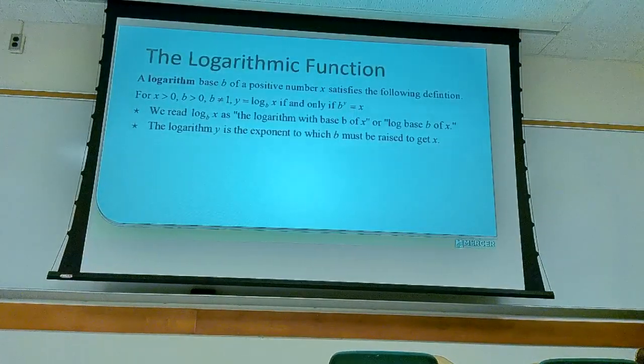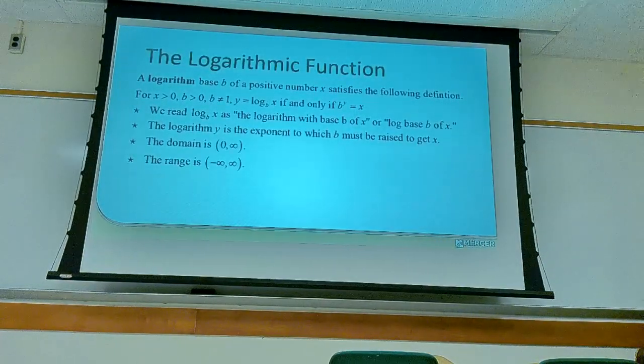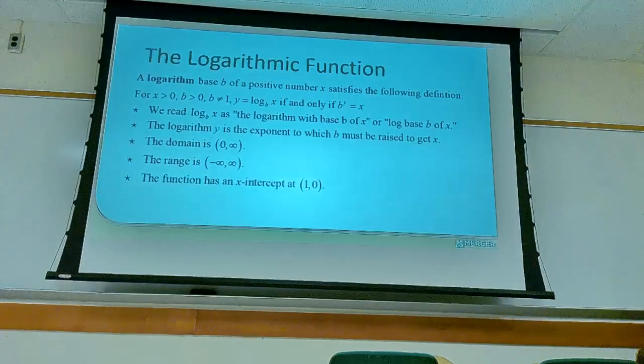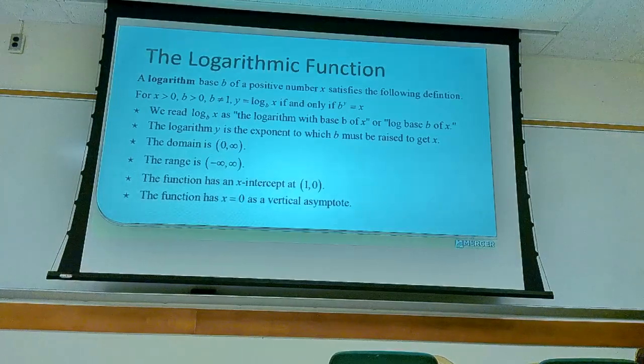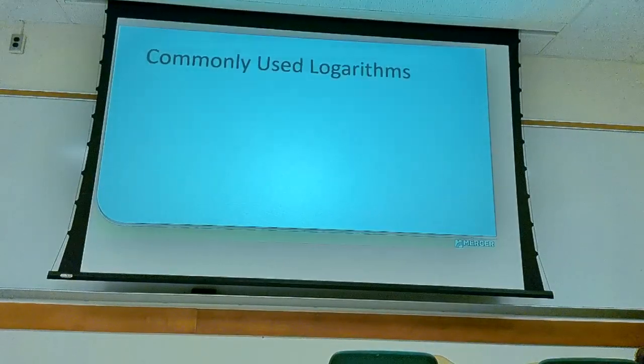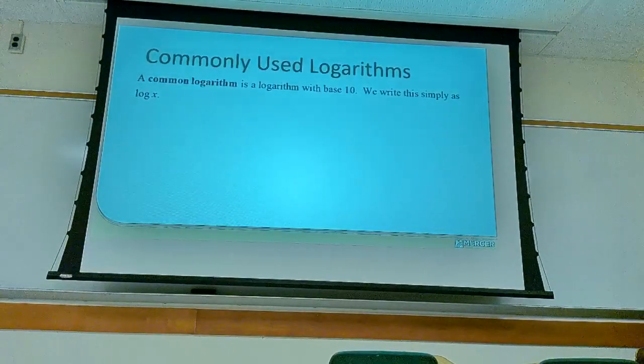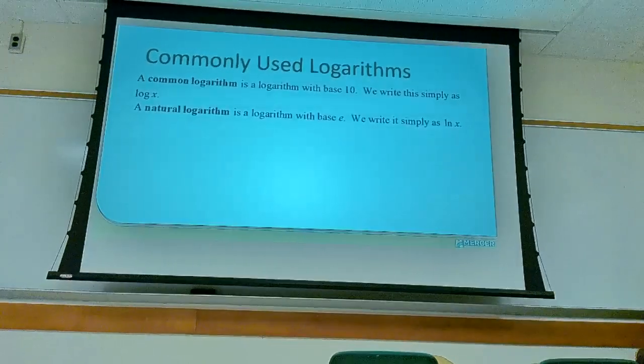I already stated the domain and the range. The x-intercept is (1, 0), and x equals 0 is the vertical asymptote. And then I kind of went over these. The common logarithm, log base 10, we would simply write as log x, so that implies base 10. Then you have the natural logarithm, base e, which will simply be written as ln x.